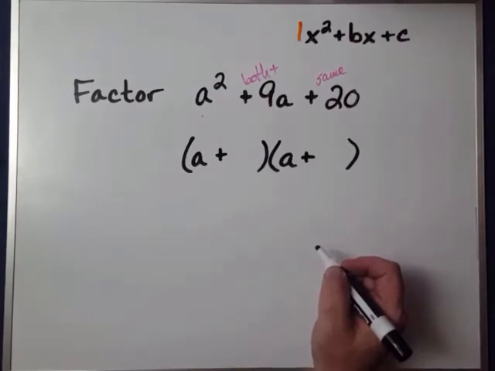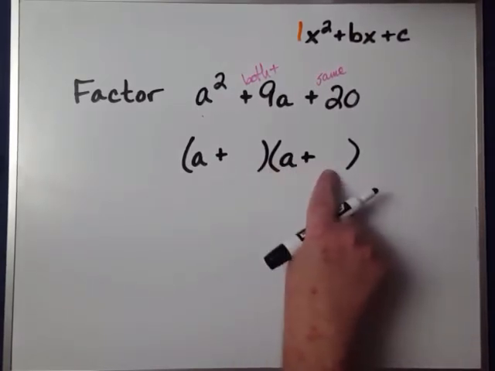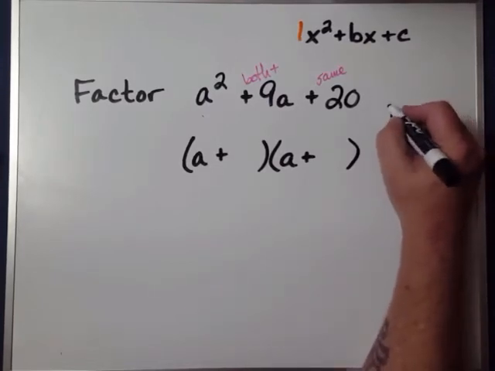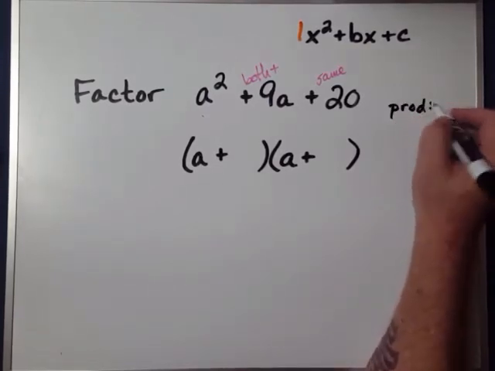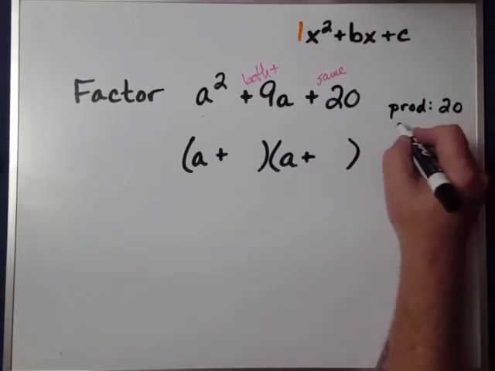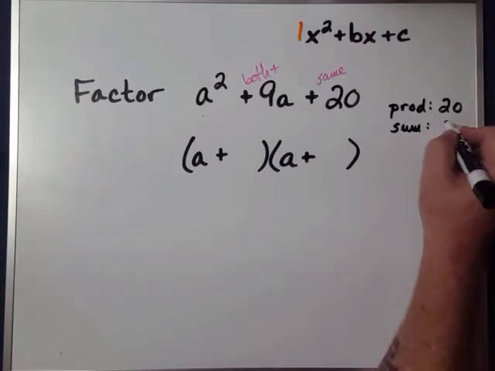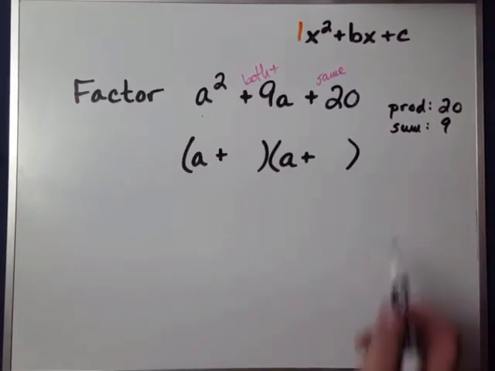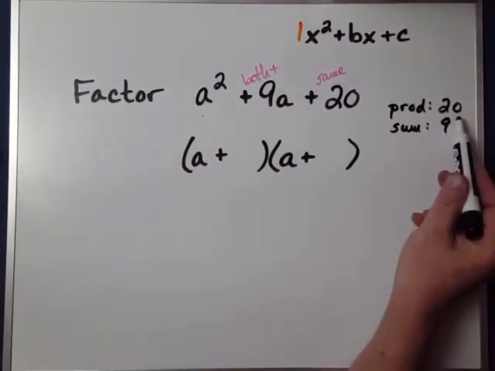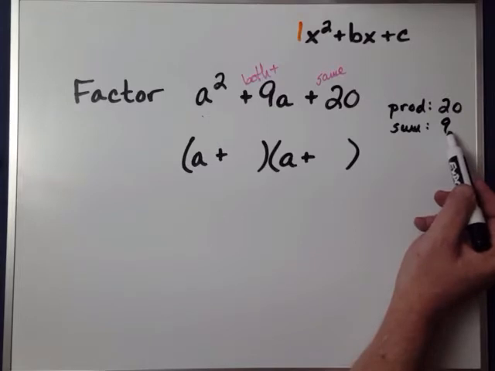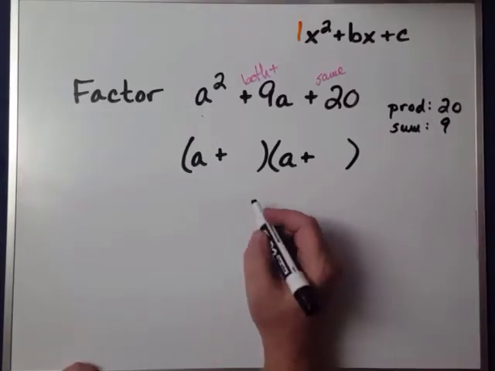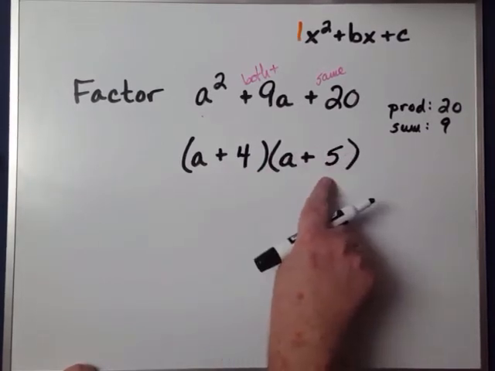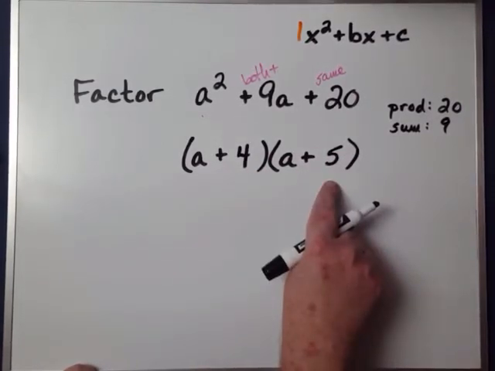And now I say I'm looking for two numbers to fill in these two blanks. I'm looking for two numbers whose product is 20 and whose sum is 9. Can you think of any two numbers that when you multiply them it gives you 20 and when you add them up it gives you 9? How about 4 and 5? You could write 5 and 4. The order doesn't matter.